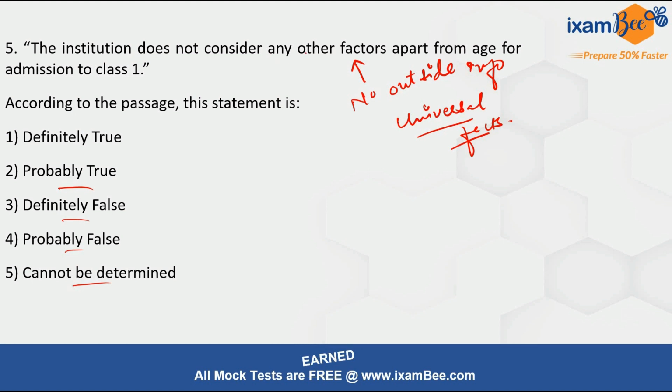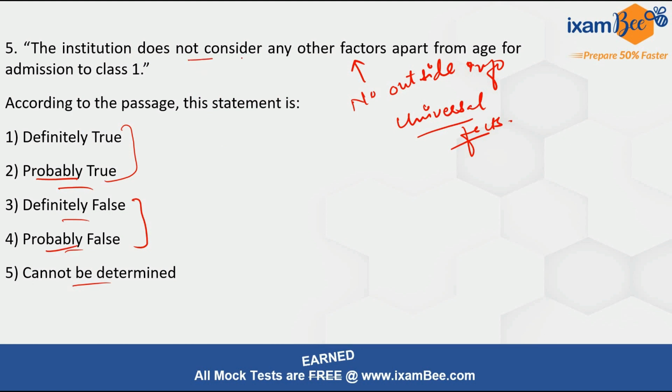So we have to consider a few things and then decide whether it will be on the lines of probably or not, right? If a statement is inclined towards falsehood, this will be the answer. If it is inclined towards truth, then this will be the answer, right?